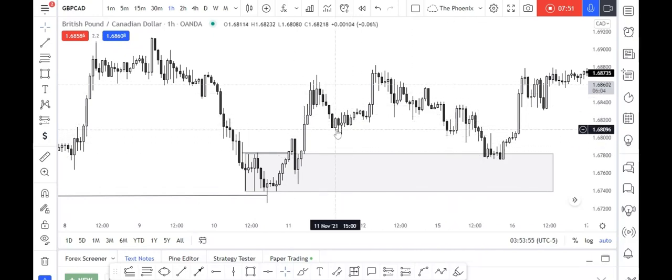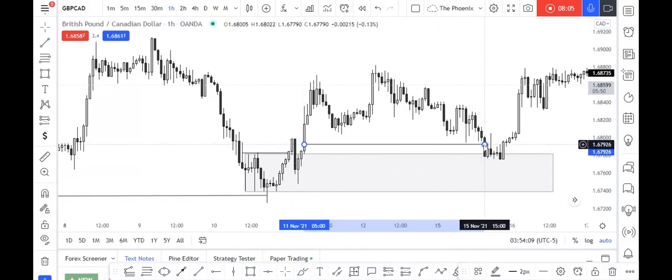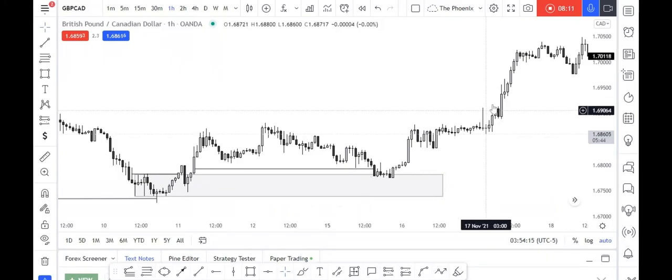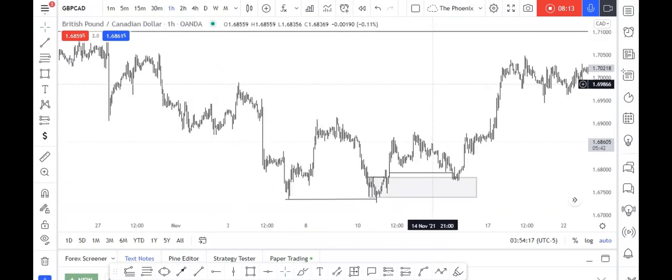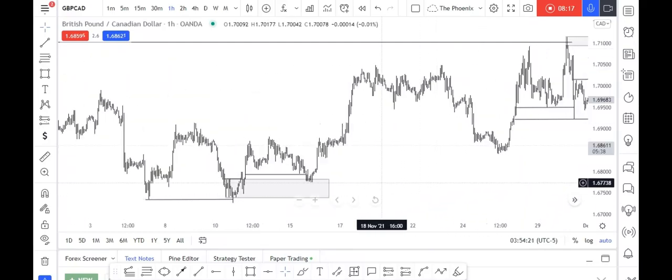Let me show you the points where all of this internal range liquidity was created here. So all of that was created and then purged, and then the order block mitigated. Price then took off and went on its merry way, and that would have been a very good trade again.